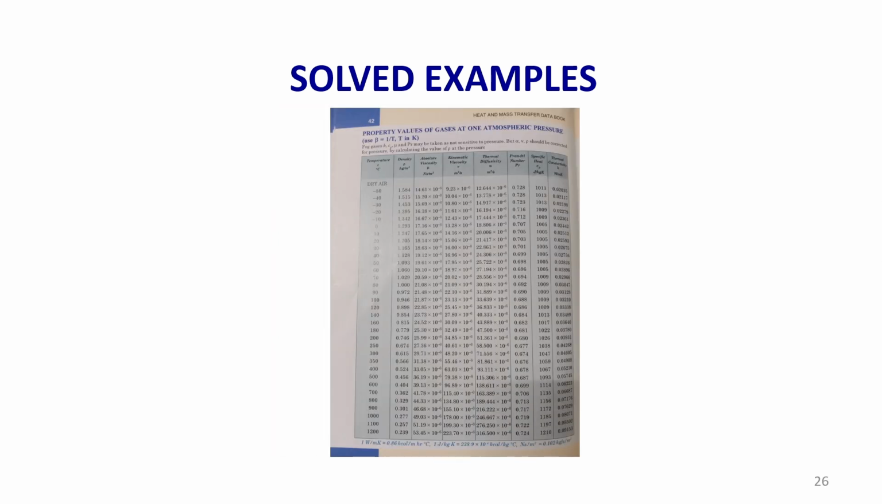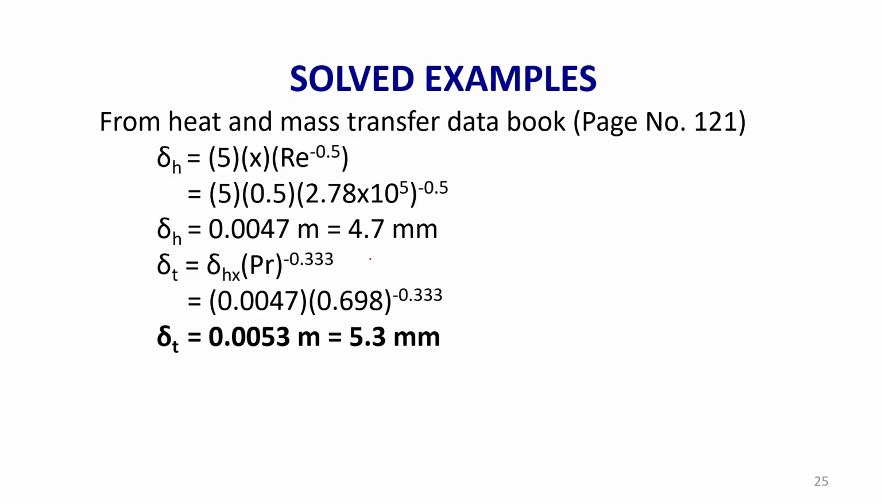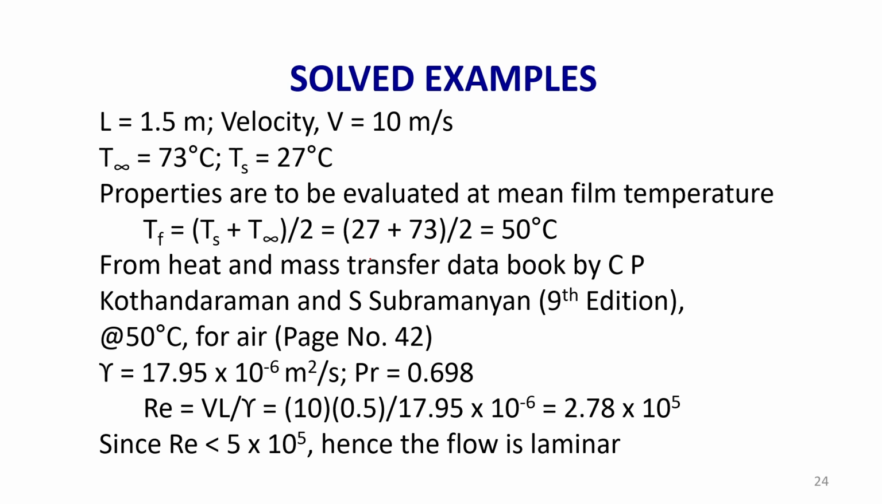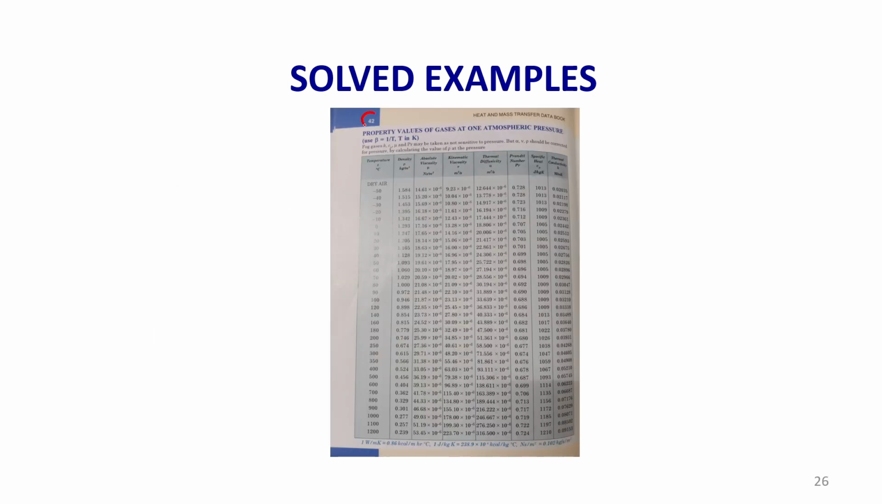Okay. So, if you see this one, properties are to be evaluated at mean film temperature. So, here it is, this is the HMT data book. Let me quickly explain. The properties are to be evaluated at mean film temperature. From heat and mass transfer data book, I am using the 9th edition by this author, Gopal Raman, at 50, page number 42. Corresponding to 50, this is kinematic viscosity, since the letters are not clear, and this is Prandtl number Pr. So, I am reading this value.